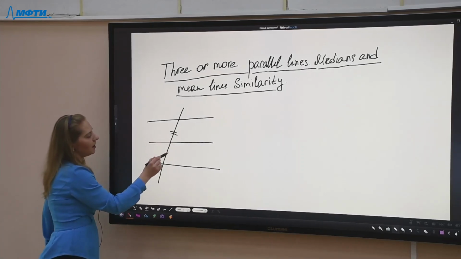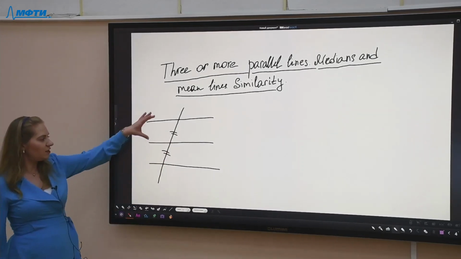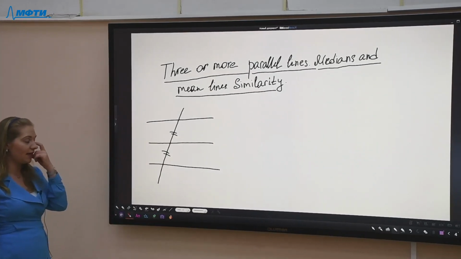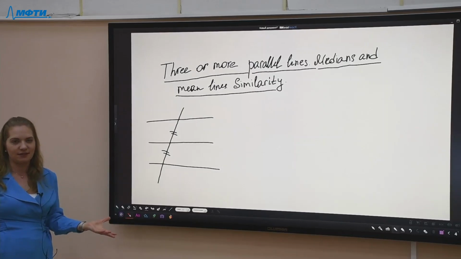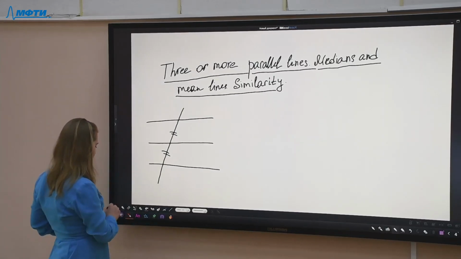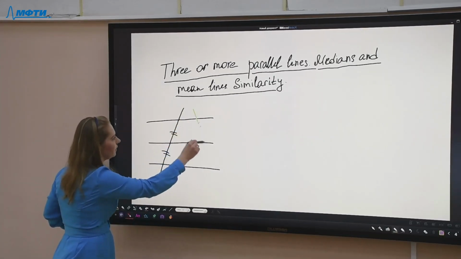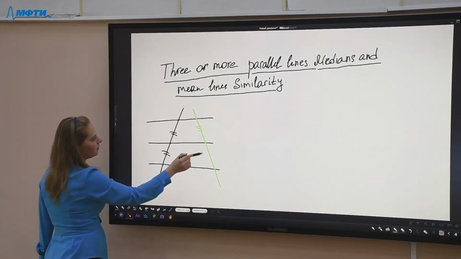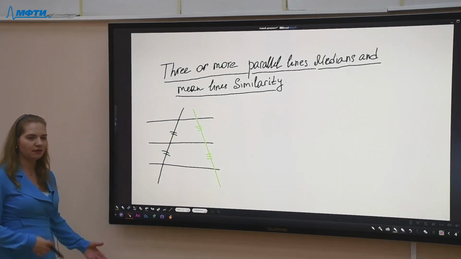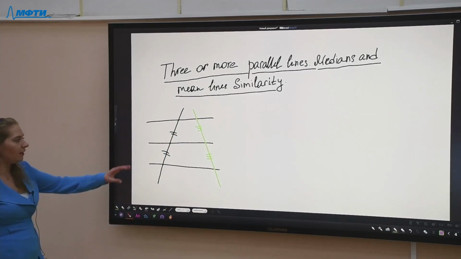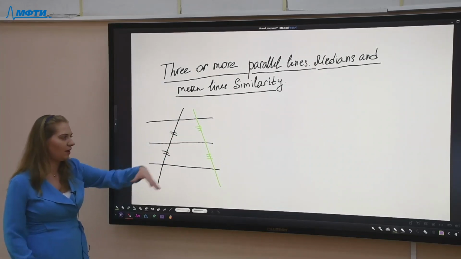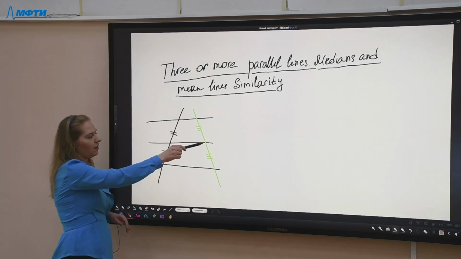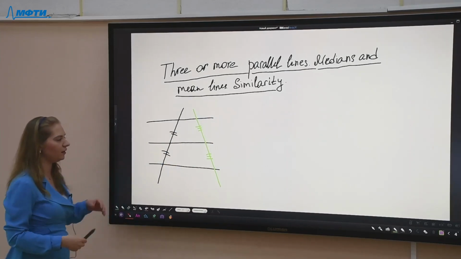And there is a property that if these two segments are congruent, it means that if we take any other transversal, I will mark it with another color, these two segments will also be congruent. Maybe the length of this segment and this segment will be different, doesn't matter. For us, it is important that the lengths of these two segments are equal.